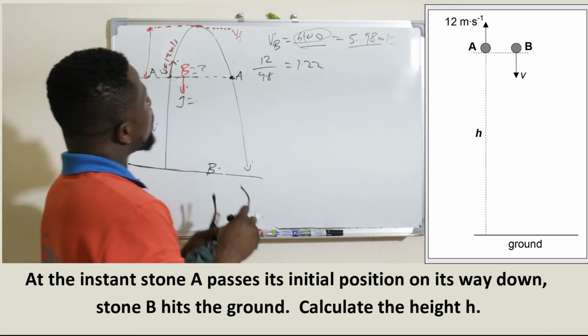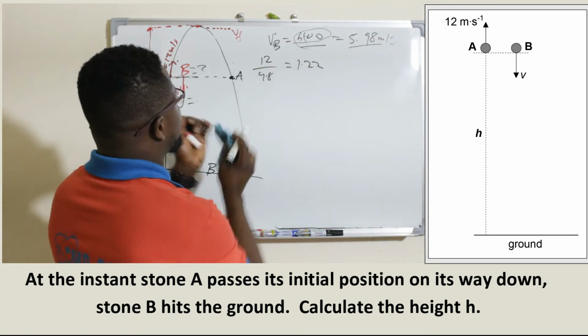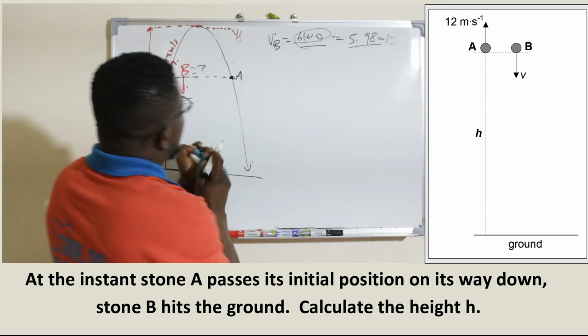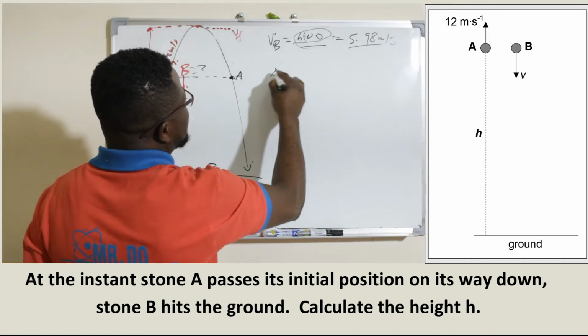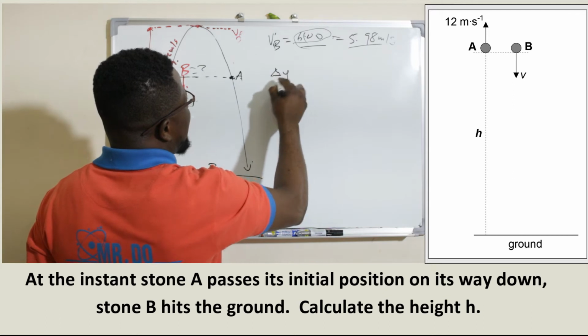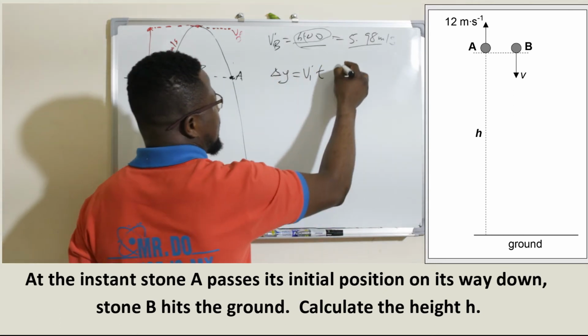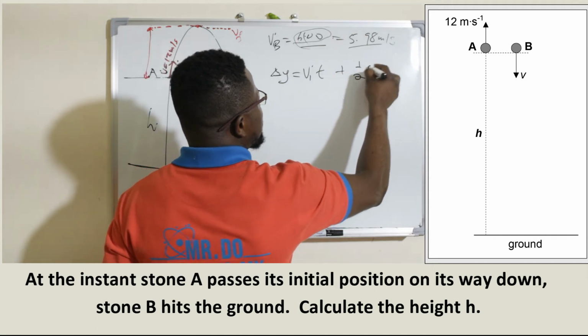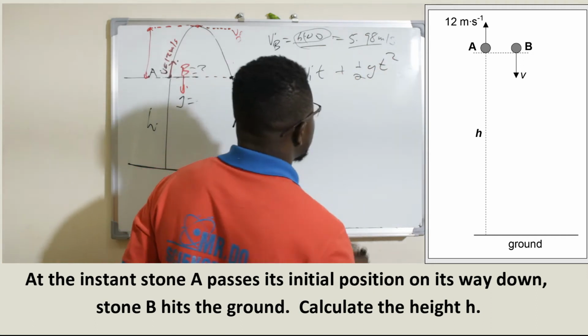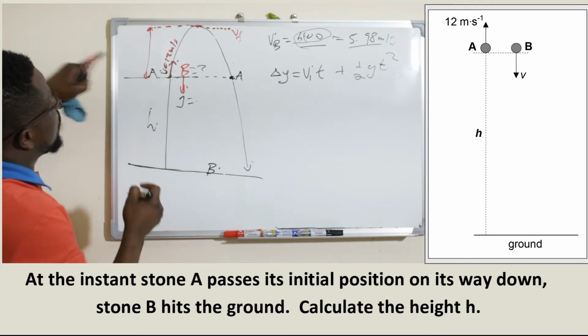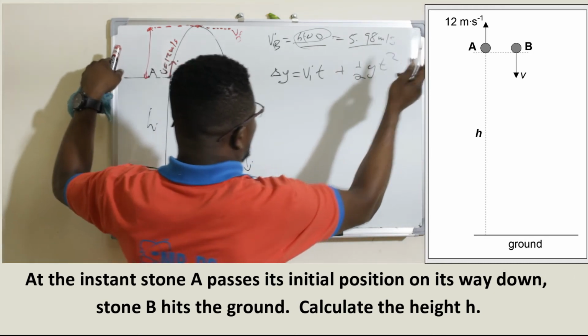All right. So which formula am I going to use? I am going to make use of the formula change in y is now equal to v initial multiplied by t plus half g t squared. And now the time is not going to be 1.22, but it's going to be what?